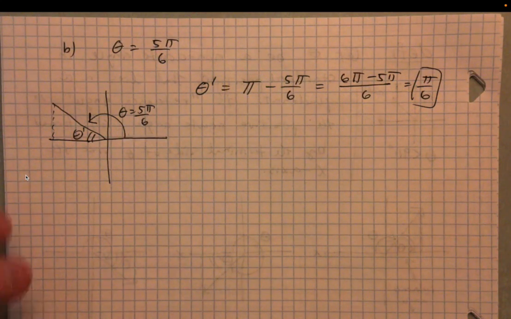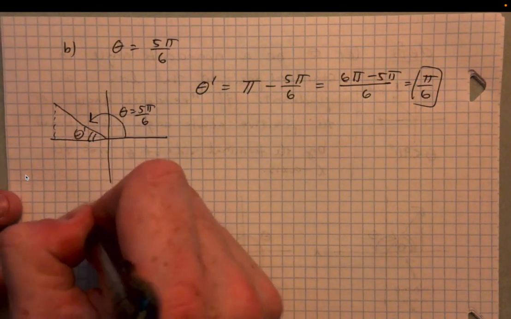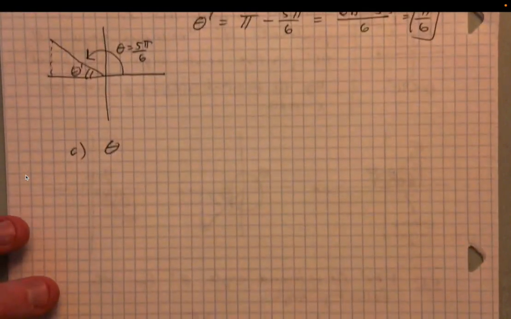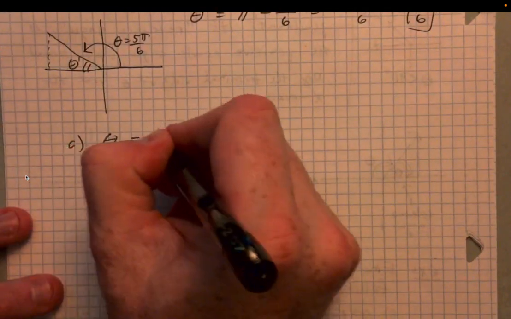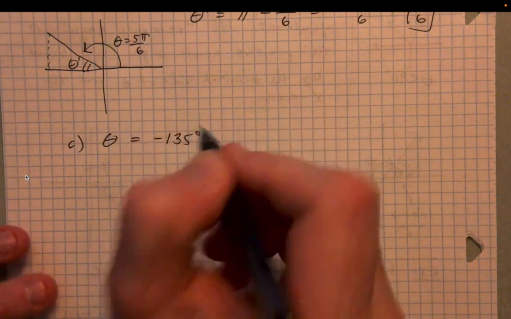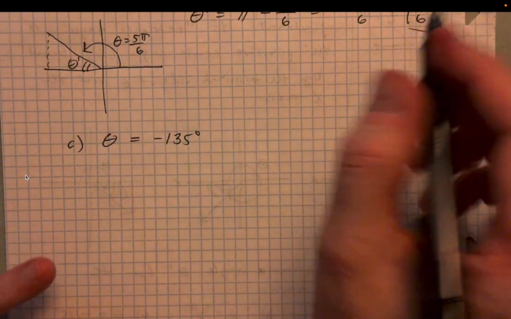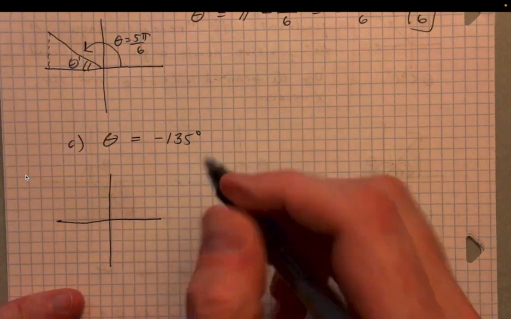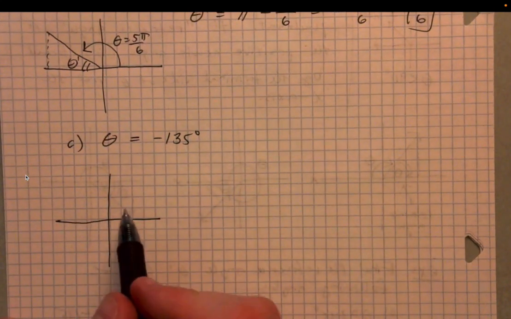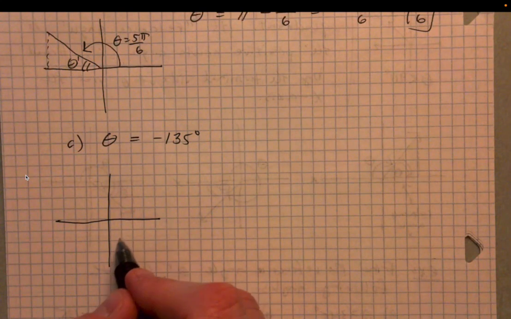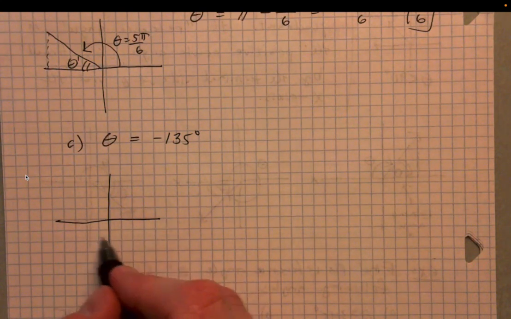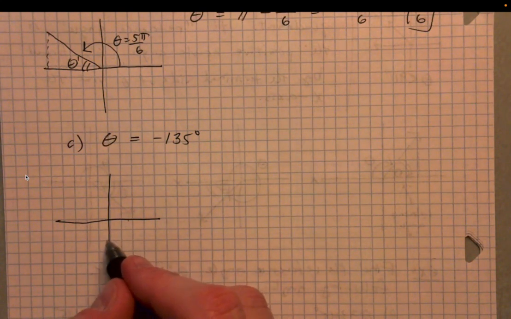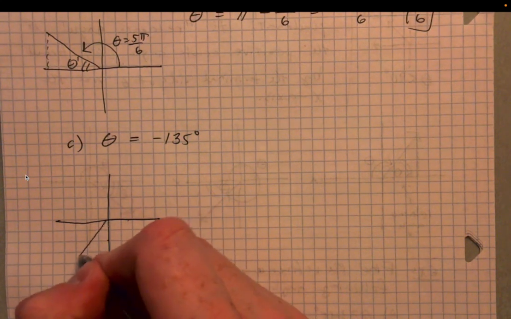Now what about part C? Here we said theta was equal to negative 135 degrees. What does that look like? Because it's negative, you have to be a little more careful. Basically we have to go clockwise 135 degrees. Well, that would be 90 degrees, so it's somewhere over here, isn't it?